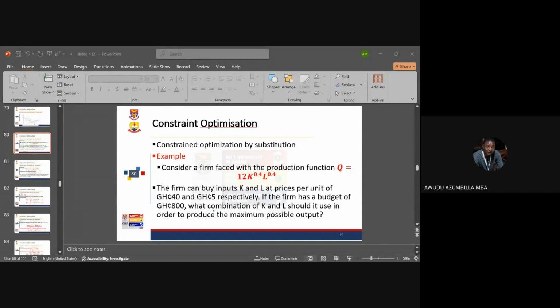We see that the 12 is a constant. The K there represents capital. The 0.5 is the share of capital that goes into output. I believe it's 0.4, yes, 0.4. It's the share of capital that goes into output. And then the 0.4 on the labor side should also be the share of labor that goes into productivity. So I think one should be 0.6. Let me confirm the equation, because if you add them up, they're supposed to give you 1.